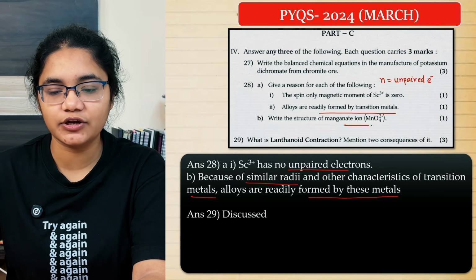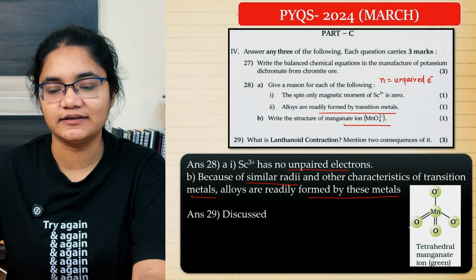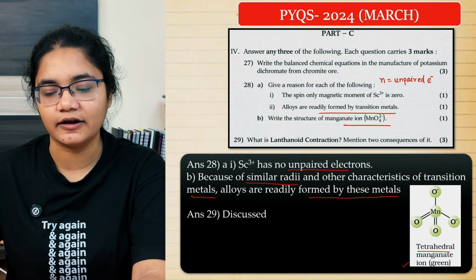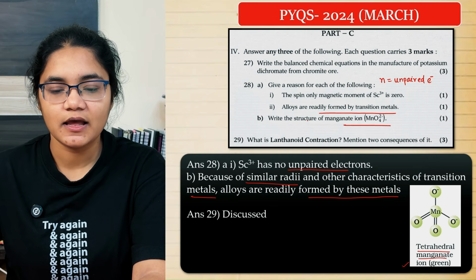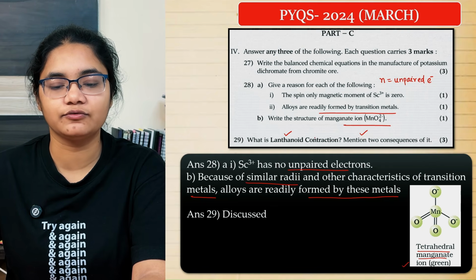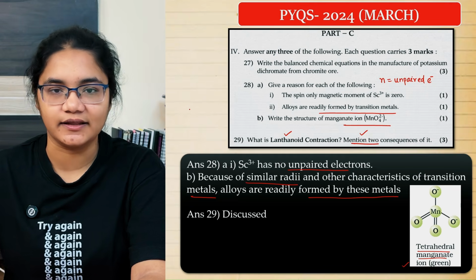Next, write the structure of the manganate ion, MnO4 2-. So you can see this is the structure of MnO4 2-. It is green in color and has a tetrahedral shape. Next, what is lanthanoid contraction and mention two consequences of it. We have already discussed what is lanthanoid contraction. Consequences we will be discussing in the next question.